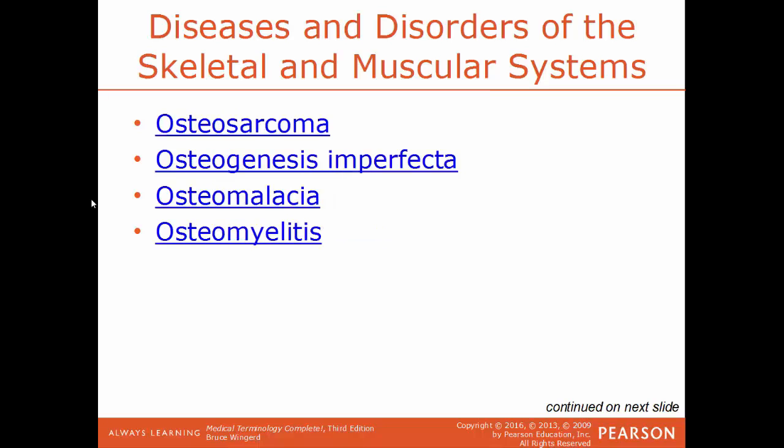All right, our next term, osteosarcoma, is a name for a cancer found in the bone, more commonly found in young adults and children. The next term, Osteogenesis Imperfecta.